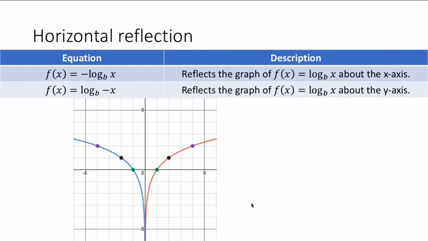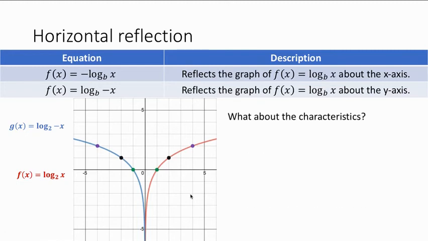But I digress. For this one, we have f of x equals log base 2 of x as our red function. And again, our blue function now is log base 2 of negative x. And notice each of these points are reflected across the y-axis.